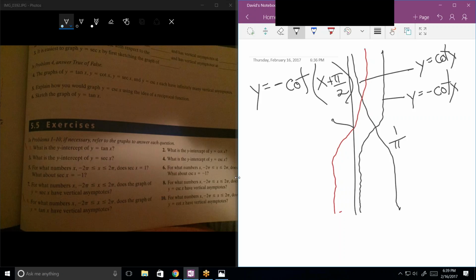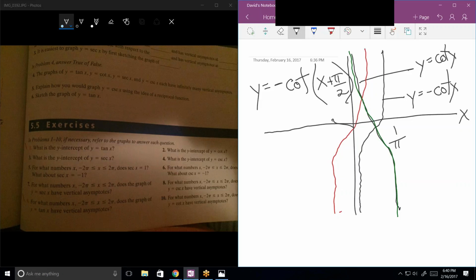All right, let's answer some more of these questions. What's the y-intercept of the cotangent of x? Let me draw the cotangent curve in green, and you tell me what the y-intercept is. Here's the x-axis. Well, there wouldn't be any y-intercept. Precisely. There's not going to ever be a y-intercept on a cotangent curve that's not phase shifted.